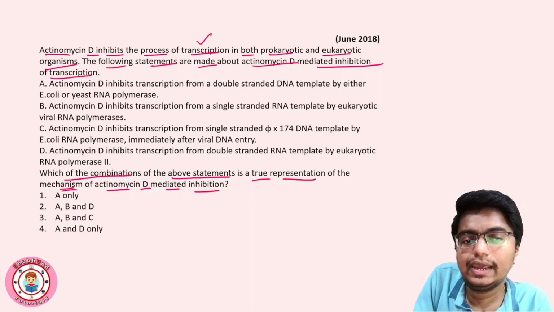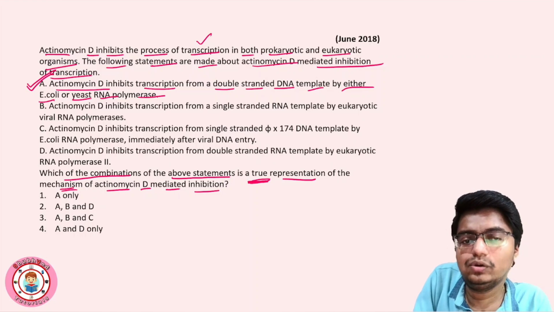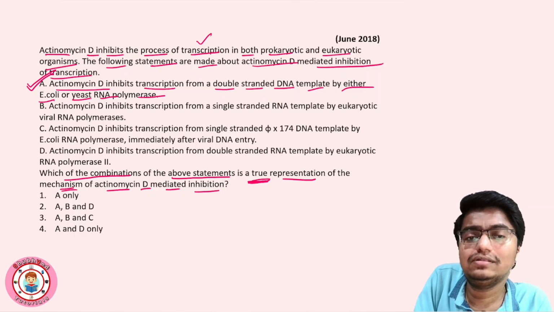A option, actinomycin D inhibits transcription from double-stranded DNA template by either E. coli or yeast RNA polymerase. This is 100% correct statement. A करेक्ट है. हमें true ही identify करना है. Don't get confused, question को अच्छे से read करना है, right? Sometimes you miss the not or incorrect statement, right? मिस हो जाता है. Carefully read करना है.